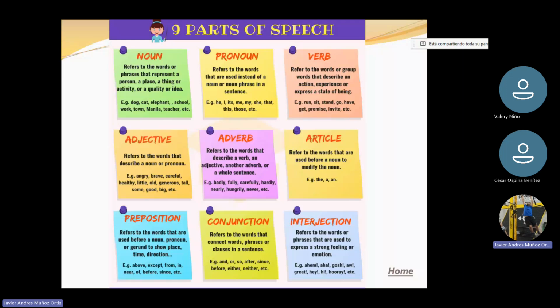Prepositions. With prepositions, we make our sentences stronger and more elegant. Like, for example, we have a preposition of place. We have a cat and we have a desk. What's the relationship between a cat and a desk? For example, the cat is under, next to, near, on the desk.